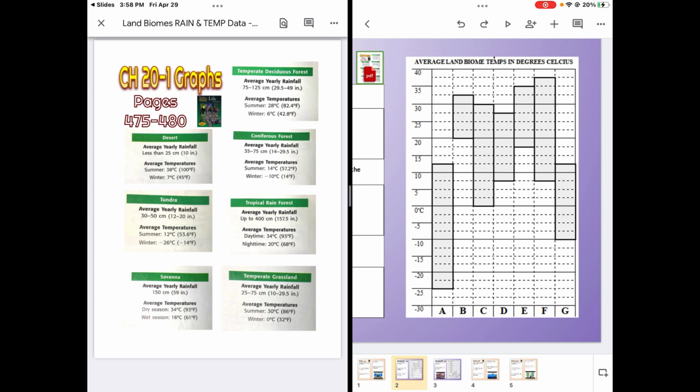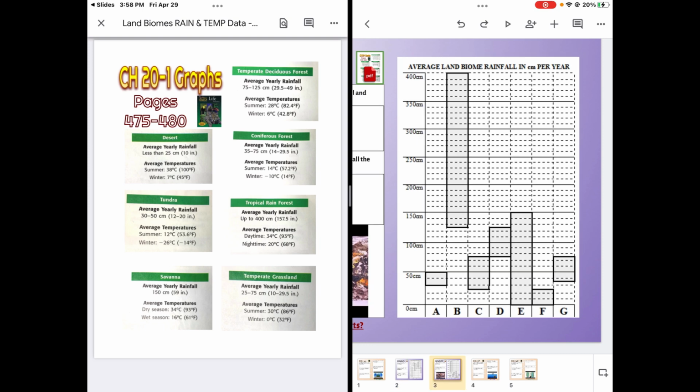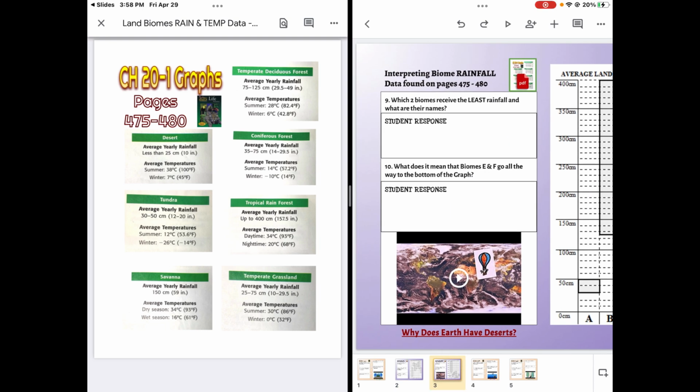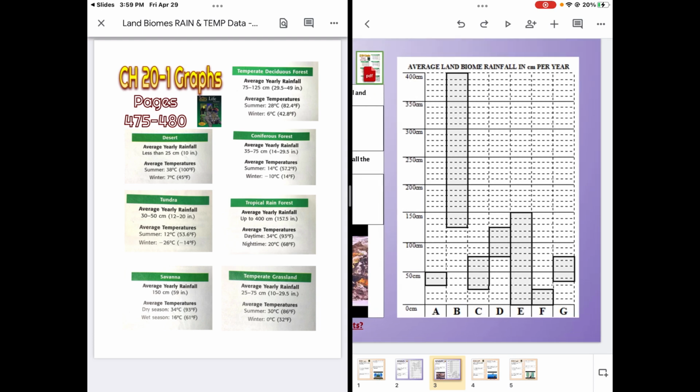And through the process of elimination, if B, D, and G were forests, and C and D were grasslands, there's only really 2 biomes left anyway, so hopefully that's a little bit easier. Slide 3, we continue, but this time it's a rainfall graph. Which 2 biomes receive the least rainfall, and what are their names? So we have to look for the shortest 2 and figure out which ones they are.